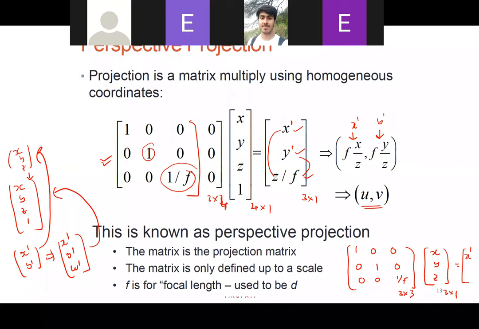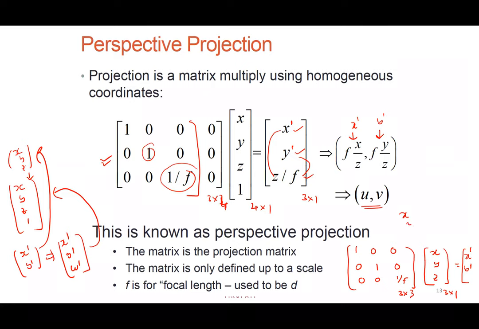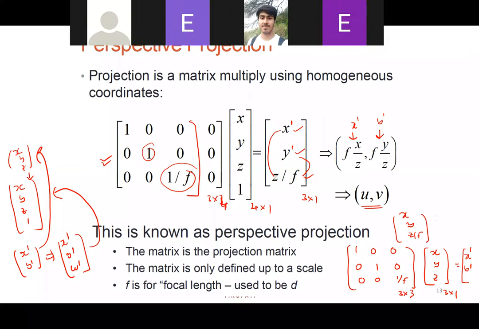That should give us X dash, Y dash, right? This would be equivalent to X, correct? The second row with the second column is giving me Y, and the third row with the third column is giving me Z by f. Then that would give you X times f by Z and Y times f by Z. I don't see any problem, unless you are trying to concatenate with something and that has an impact, which I don't know. But as of now, I don't see any problem even if you ignore these parts.